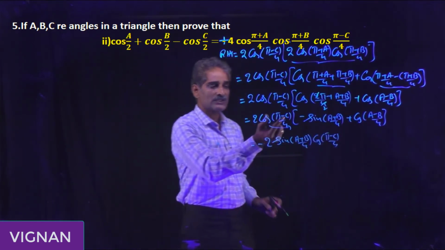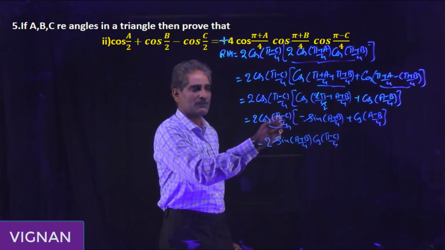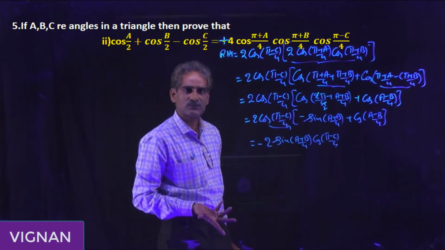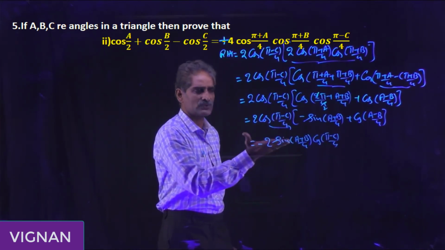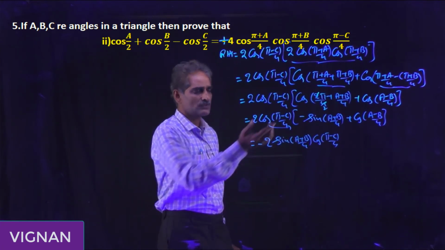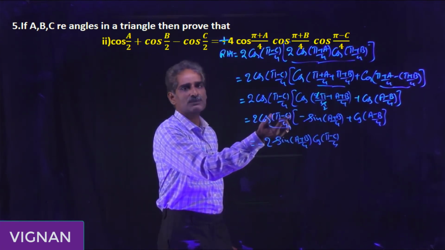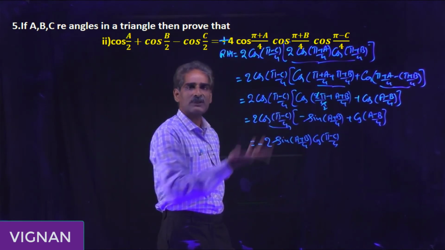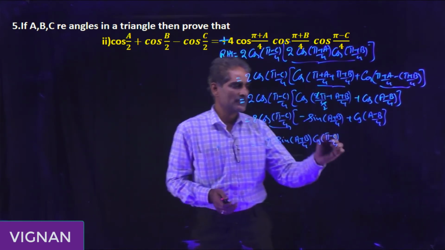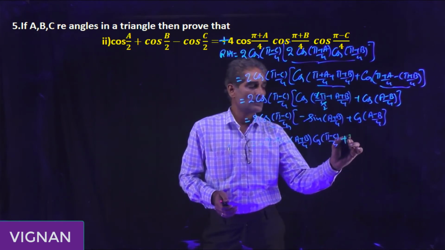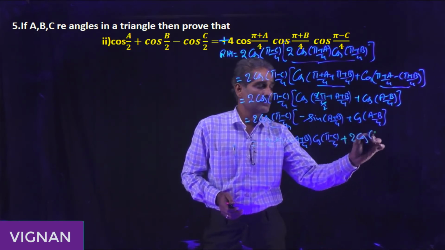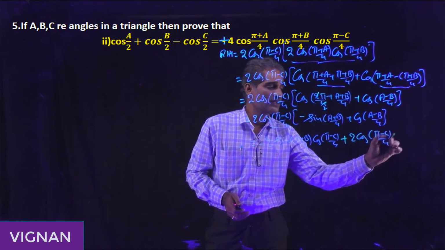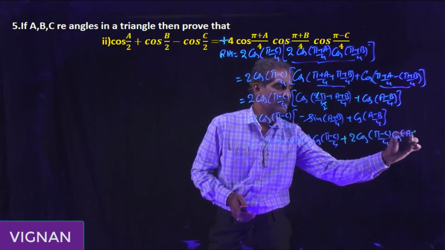So we can change this numerator also. We can write pi minus C equal to A plus B. No problem, I am doing the direct method. You can do it after changing this numerator value. If you write pi minus C equal to A plus B, then also you will get the answer. Okay. Next one, plus 2 into cos of (pi minus C) by 4 into cos of (A minus B) by 4.